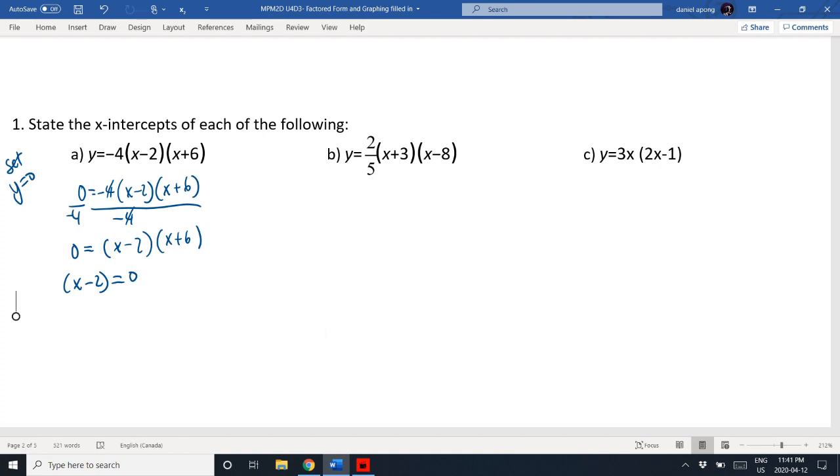All we have to do at this point is from our factor bracket, move that negative 2 to the other side. And in this case, we'll get x is equal to plus 2. And so if you plug plus 2 into this, it'll make that factor bracket 0.